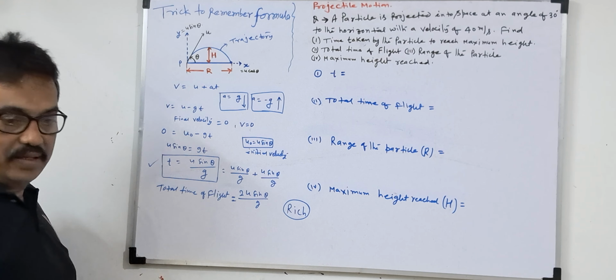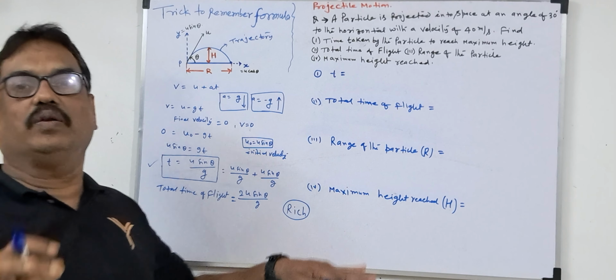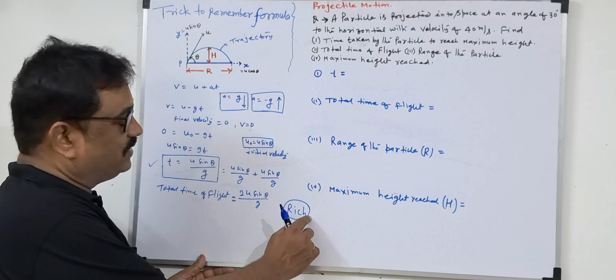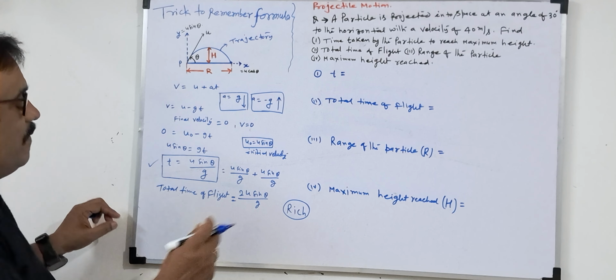Reach means why we are studying, why we are doing the work, why we are doing the job: to become rich. So remember that word. I want to become a rich man. So REACH, R and H. R is range, H is height. So first, how to remember?